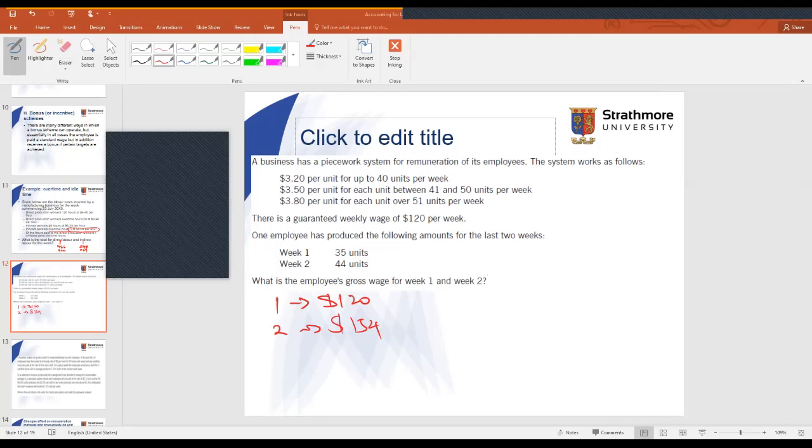So here we have week 1. The employee has produced the following amount for the last week, 35 and 44, and the employee is paid based on piecework. For the first 40 units, he is paid 3.2. In week 1 they didn't produce 40, they produced 35 units. Therefore, the pay based on the piecework is equal to 3.2 times the number of units produced, which is 35. And you get how much?